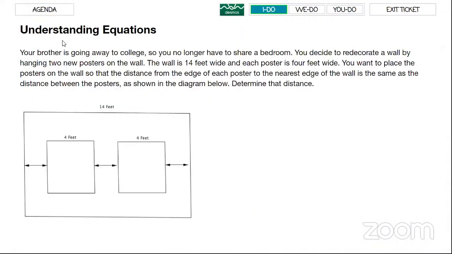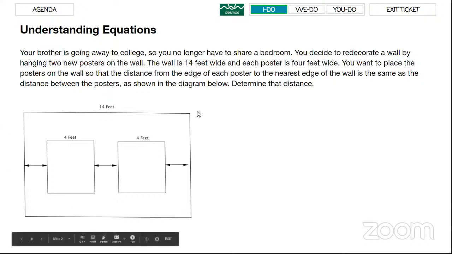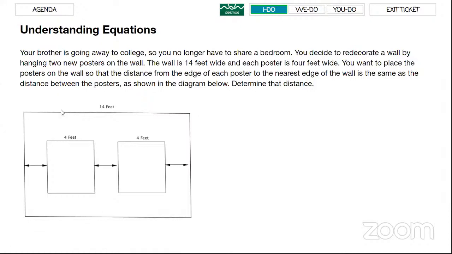We're going to start with this word problem about understanding equations. Let's say your brother is going to college and you want to take the room by yourself. In your room, you have a wall like this, the big rectangle. The width of that wall is 14 feet. On that wall, you want to install two posters of equal size. The width of each poster is 4 feet, but you want to do it very specifically, beautifully centered.